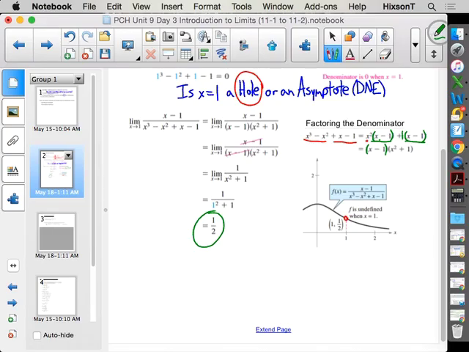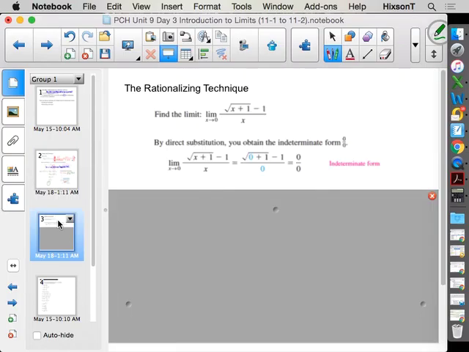Alright. Any questions? Other questions? Alright, good. So that we've done before. We're just applying it in a new context. Let's look at another thing that we've done a little bit before that we're going to apply to this context, and that is rationalizing. Okay? The rationalizing technique.